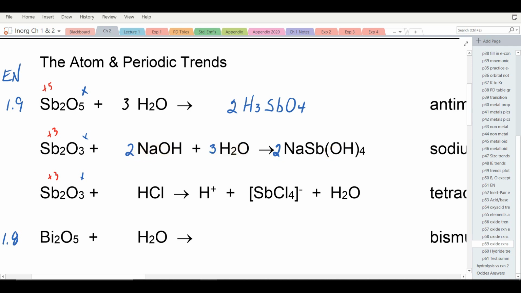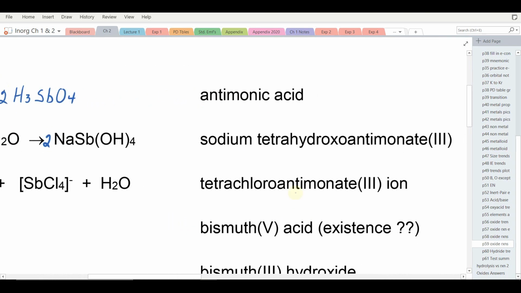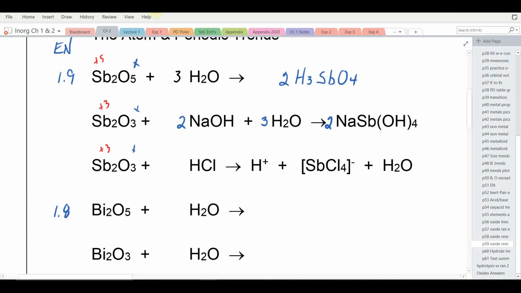That looks balanced now. Antimony III oxide in HCl forms tetrachloroantimonate(III). We have 2 antimonies, 4 chlorides. Hydrogens, we have a total of 4 on the left. We have 2 here. We'll need 2 more, and that's balanced for charge and mass.